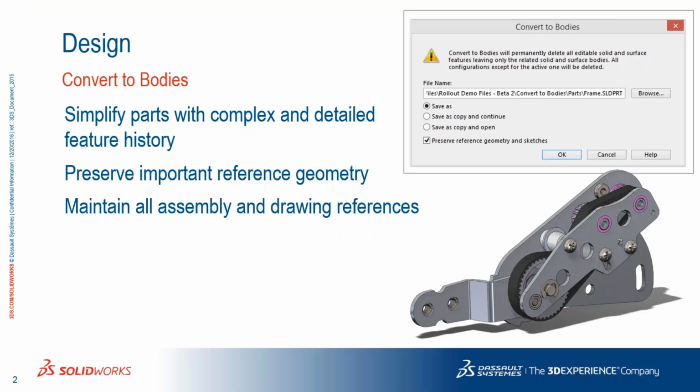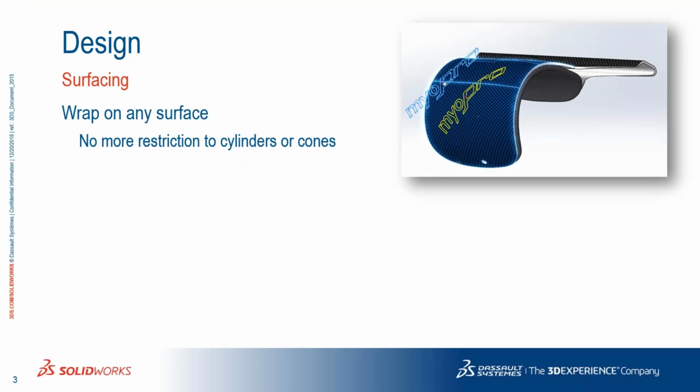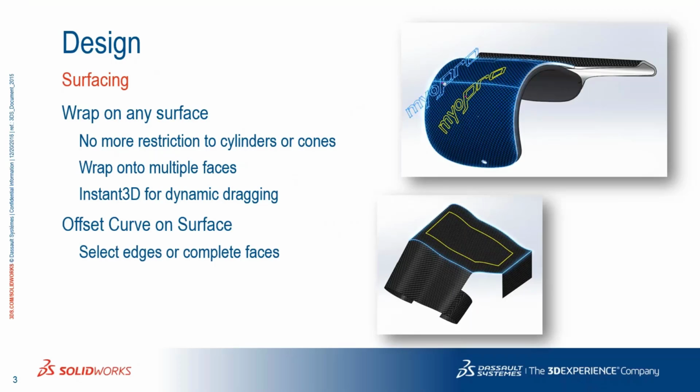Come back over here to our PowerPoint. The next thing that we'll look at is some enhancements to the surfacing. Taking a look at the wrap tool, we're not as restricted as we once were, whereas we had to select cylinders and cones, and there are also some offset options, being able to offset the curves on a surface.